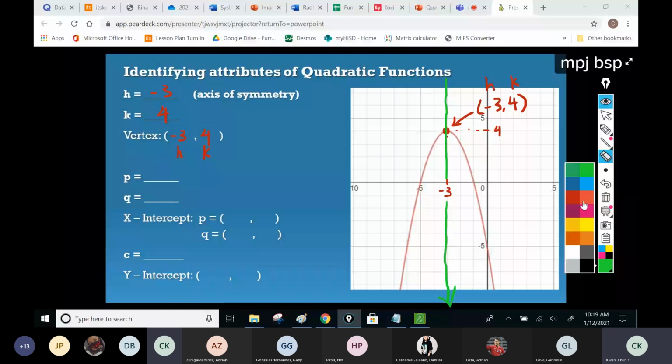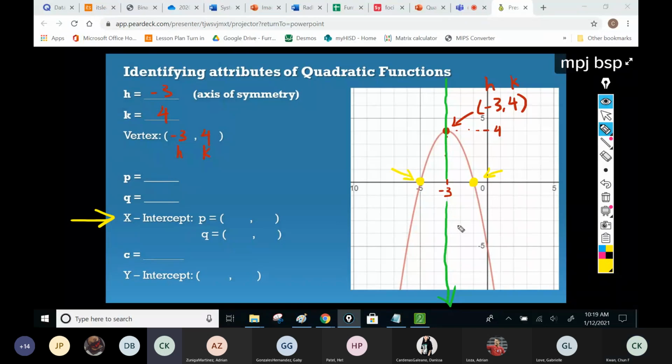All right, after that, we have to find the x-intercept, where it crosses the x-axis. So it crosses the x-axis right here and right here. These 2 are the x-intercepts. And once again, we will assign 2 letters for these 2 spots.